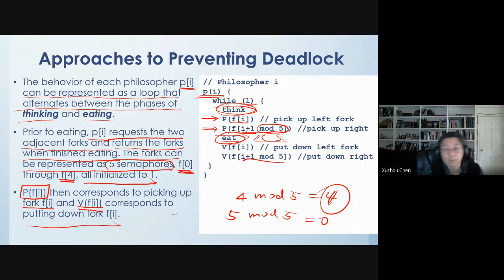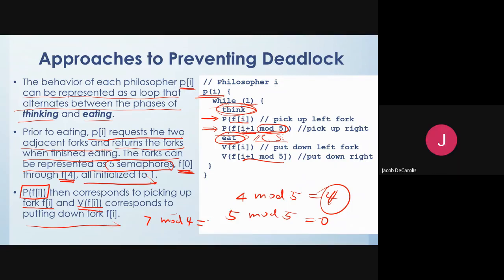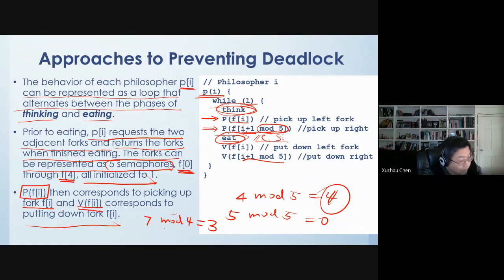Just keep this in mind if you're not familiar with the modular operation. The modular operation is basically like 7 modulo 4. It's 7 divided by 4, and what is the remainder when 7 is divided by 4? 3. So 7 modulo 4 is 3. 7 modulo 7 is 0, right? So this is the solution we're going to implement.